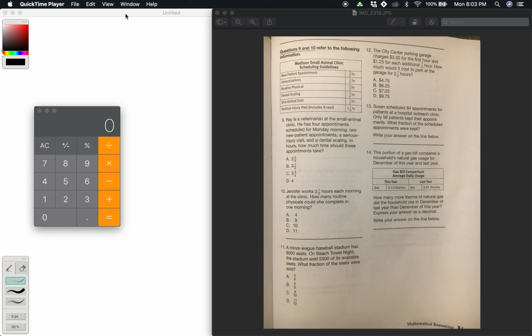This is going to be the second video on decimals and fractions practice questions. It'll be page 257 in the 2019 GED book.